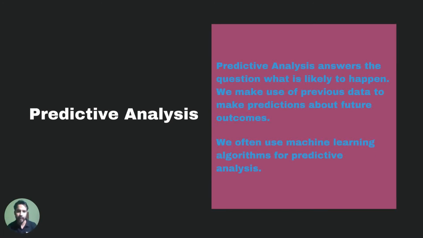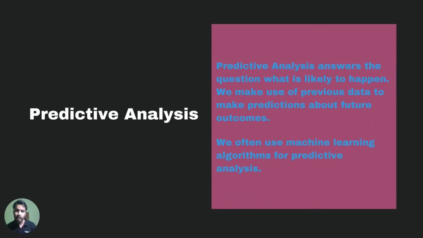Then we have the predictive analysis. So what is predictive analysis? Now, whatever happened in the past, we can make a model out of that. We can use our statistical software and statistical modeling techniques, and we can predict what is most likely to happen in the future based on the past data that we have. So predictive analysis answers what is most likely to happen.